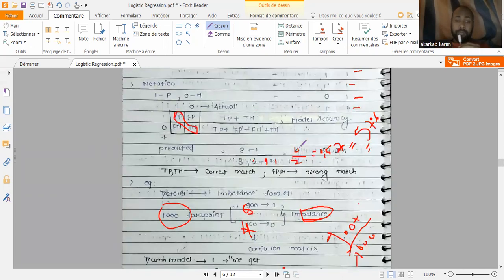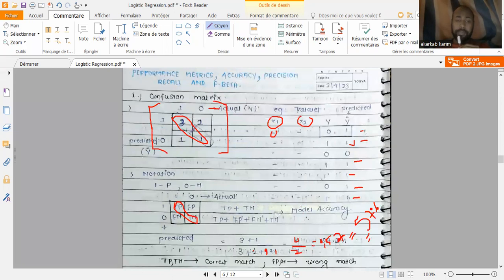let's go to the top. Here, in this case, if we try to see what the precision is, the formula is true positive divided by true positive plus false positive. This is the formula here.